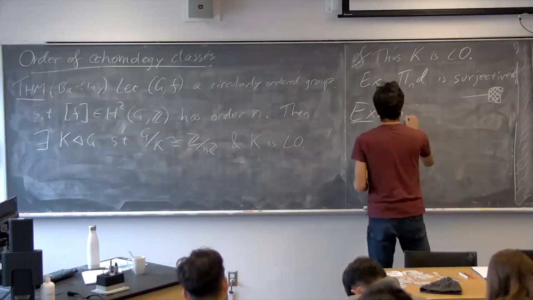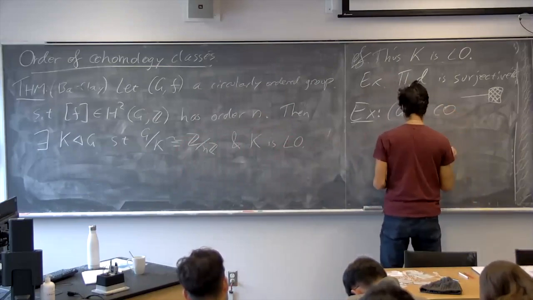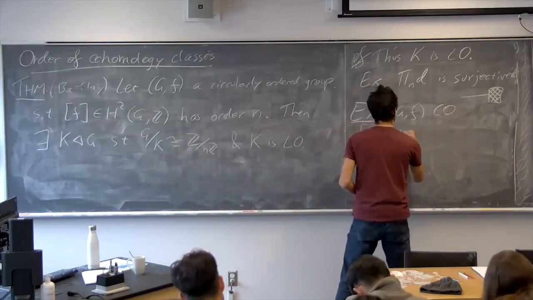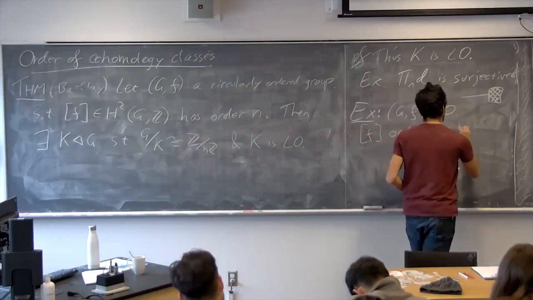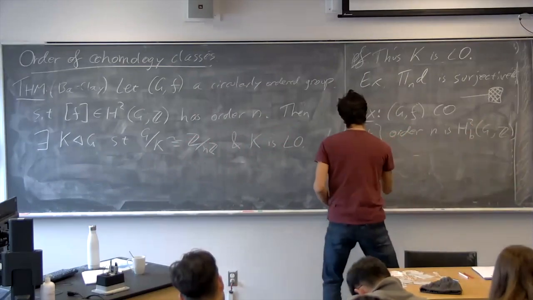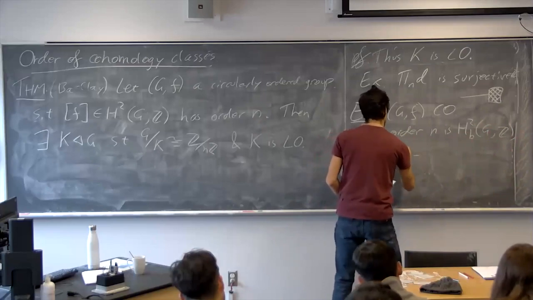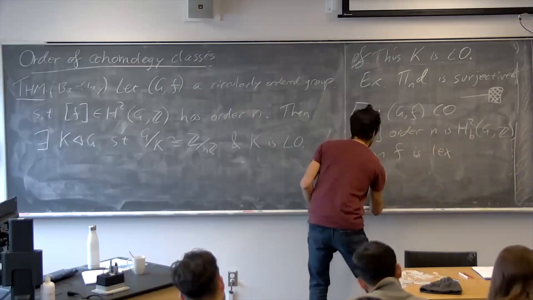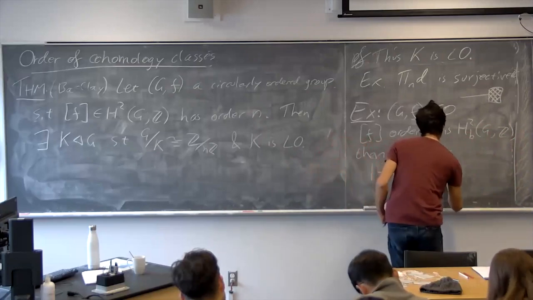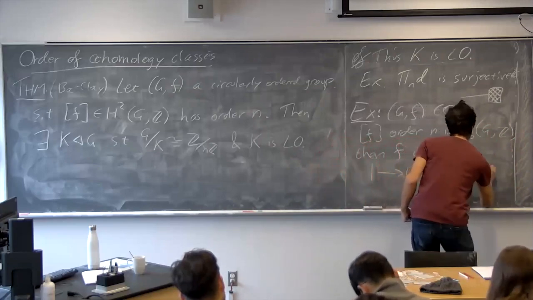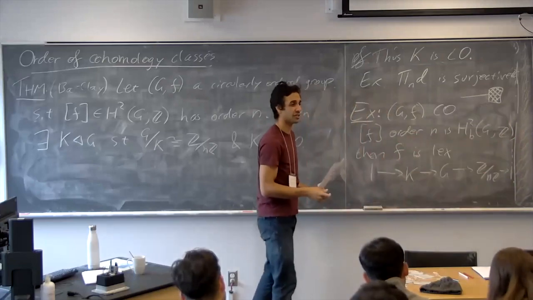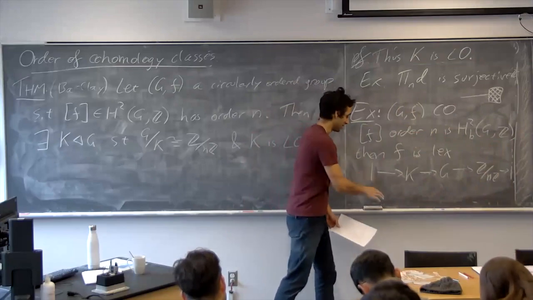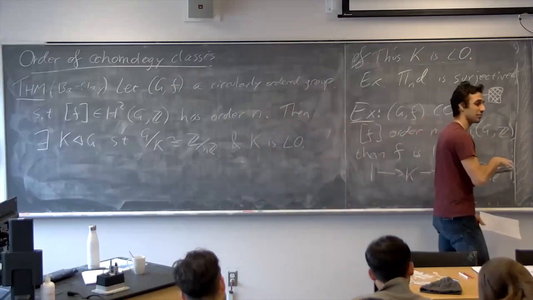G is a circularly ordered group. If F has order n in bounded cohomology, then F is lexicographic with respect to 1, to G, to Z mod N. So bounded cohomology tells you how to identify that order. Not only that one exists, regular cohomology tells you one exists, bounded cohomology tells you it's that one.